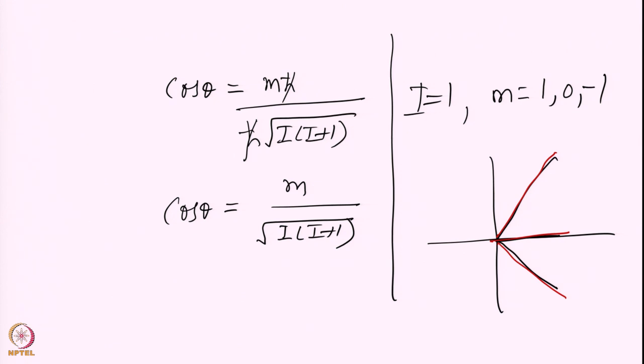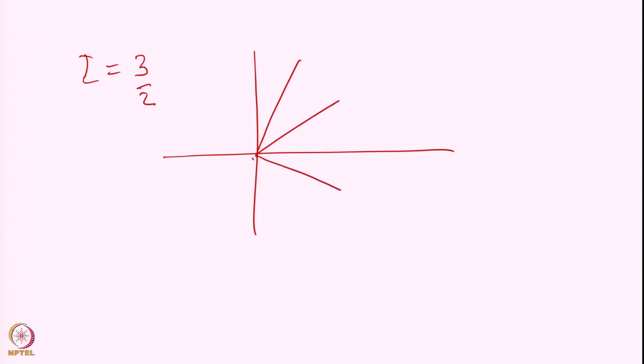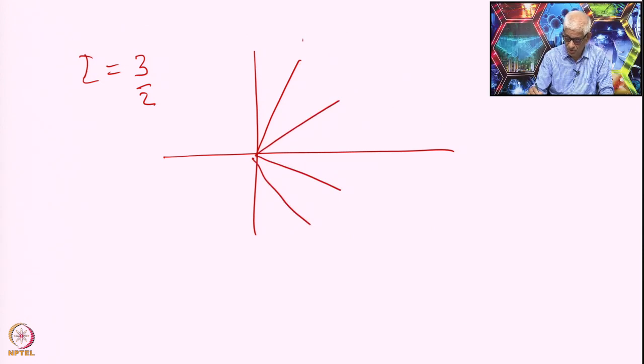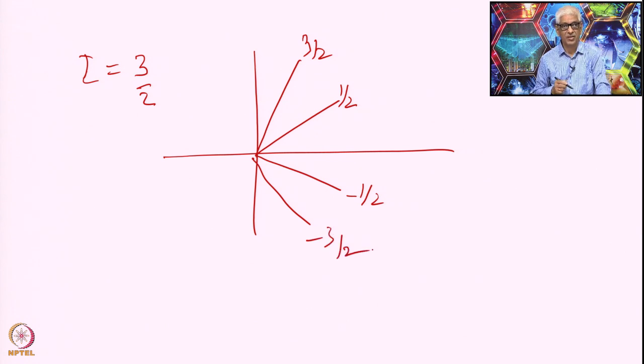If I have I equal to 3 by 2, then there will be four possible orientations here, here, here, and here. So, m is 3 by 2, half, minus half, minus 3 by 2. These are the m values, and correspondingly the z component will be m h cross. So, this is the first important property of the nuclei, which is very fundamental to NMR.